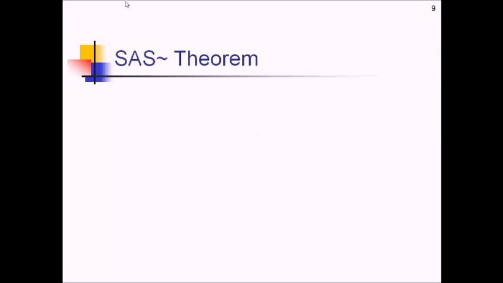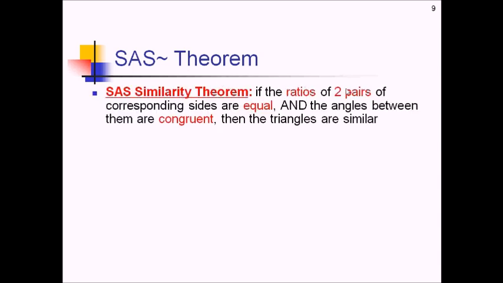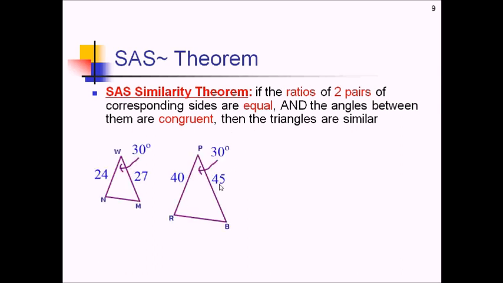The last one we'll look at is the side-angle-side, or SAS theorem, which says if the ratios of two pairs of corresponding sides are equal, and the angles between them are congruent, then the triangles are similar. So check out these two triangles. Here we see that W and P, those angles, are congruent. And if we check out the ratio of the sides that are the legs of those angles, so 24 over 40 and 27 over 45, again, smaller side over smaller side versus bigger side over bigger side, do these both reduce to the same thing?